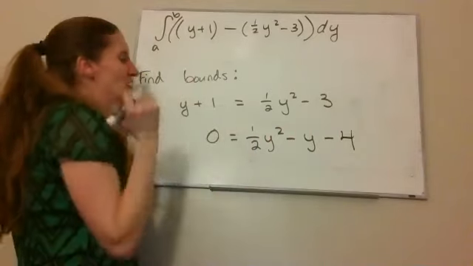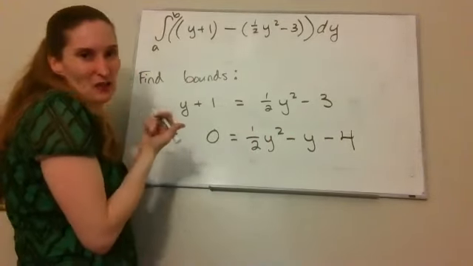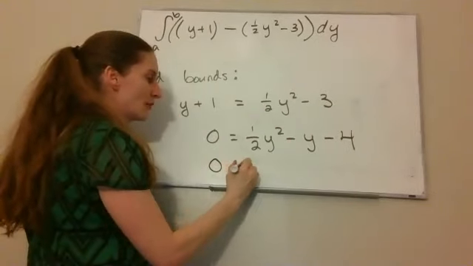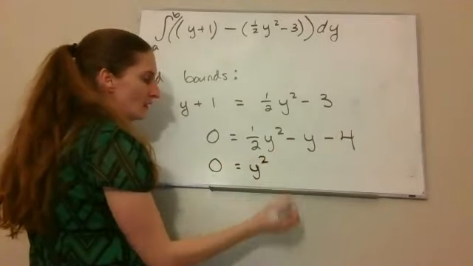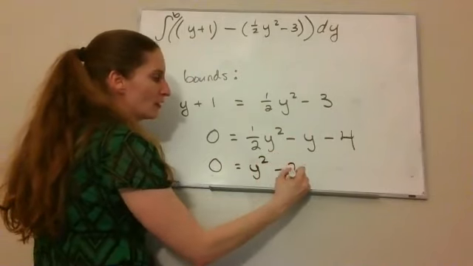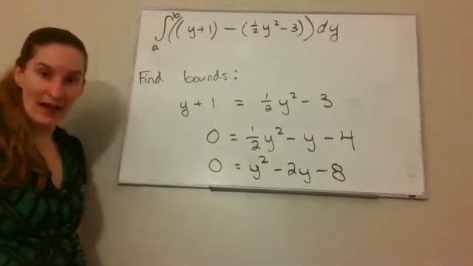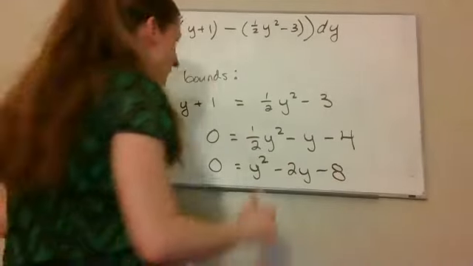And then I personally don't like this 1/2 in the front. It just makes it a little more complicated. So I'm going to multiply both sides of my equation by 2. 0 equals y squared minus 2y minus 8. This guy we can factor and figure out what y is.